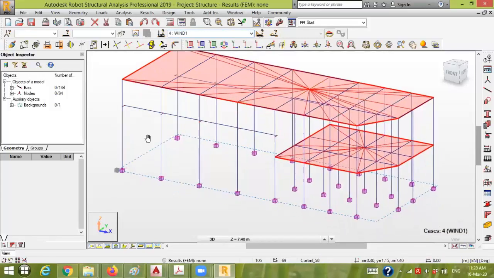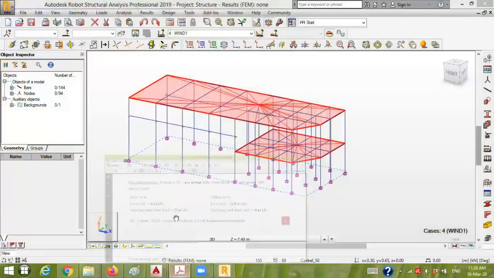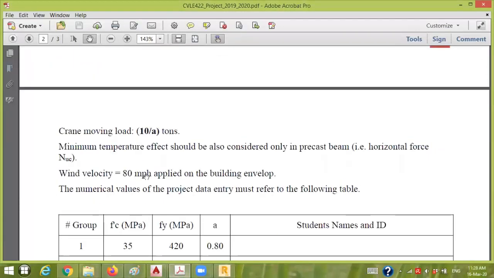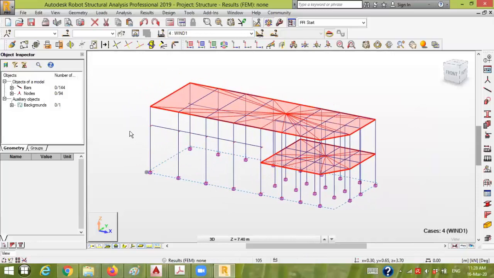Now we still have to define the wind load and the crane load. The wind load corresponds to a velocity of 80 miles per hour. If you look at this building, what do you think about the critical wind direction? If the wind arises along the X direction, you have 1, 2, 3, 4, 5, 6, 7, 8, 9 lines of columns resisting this wind. If the wind comes in the Y direction, we have only two lines of columns. So we can say that the wind direction is critical in the Y direction, and we'll consider that the wind arises in the Y direction.